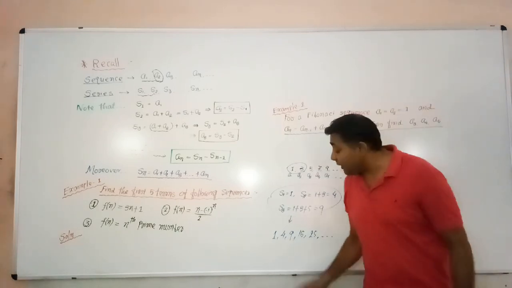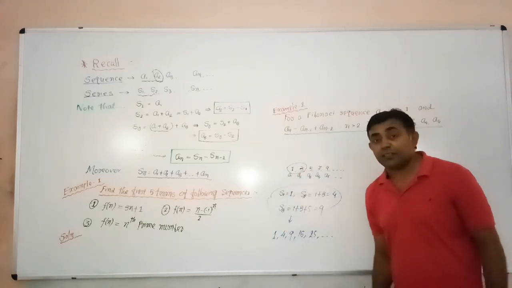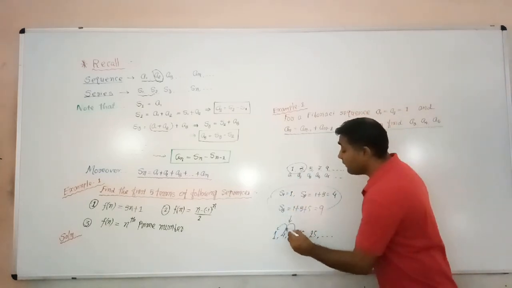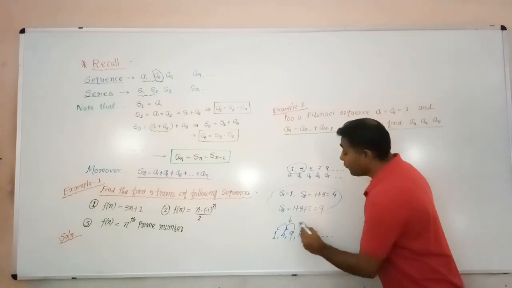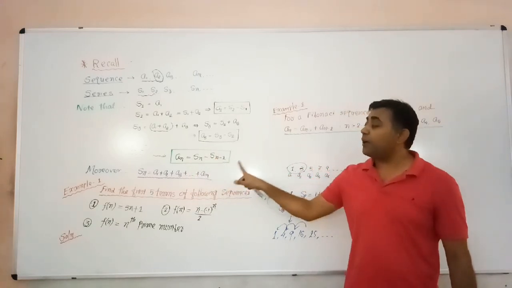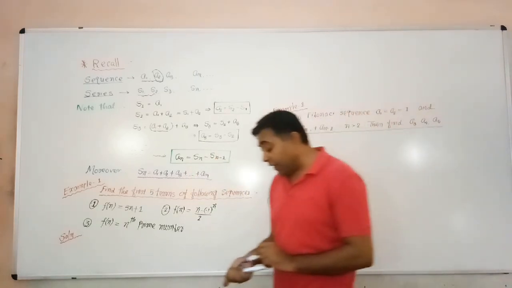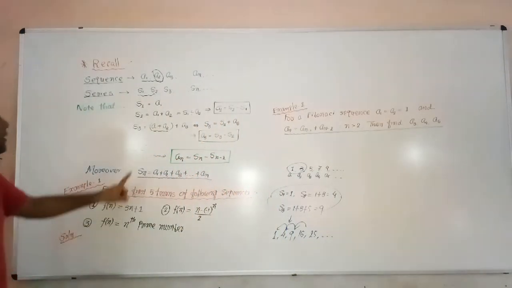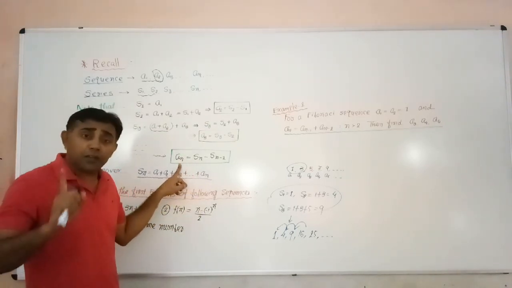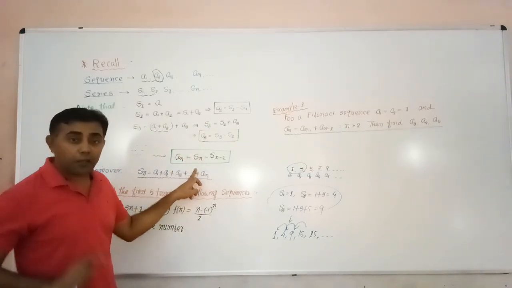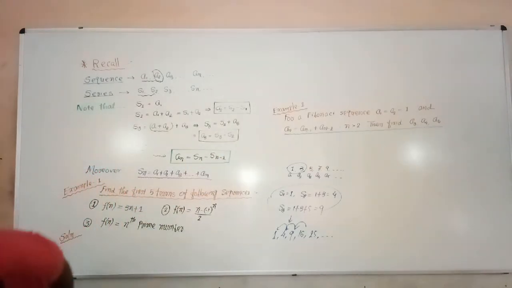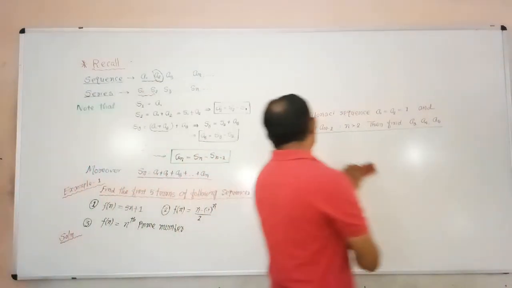See, 4 minus 1 is 3. Therefore S2 minus S1 is A2, S3 minus S2 is A3, S4 minus S3 is A4. The generalized form is An equals Sn minus Sn minus 1. So we have a very interesting result: the nth term of the sequence is Sn, the sum of n terms of the series, minus Sn minus 1. It is a very clear result.